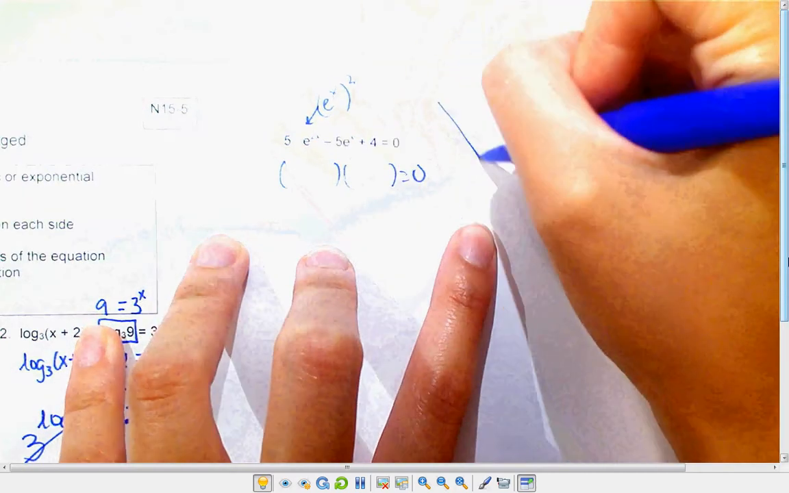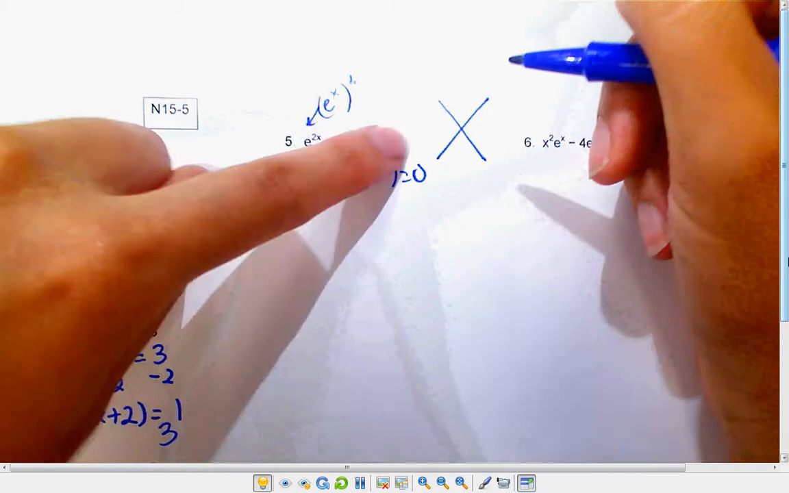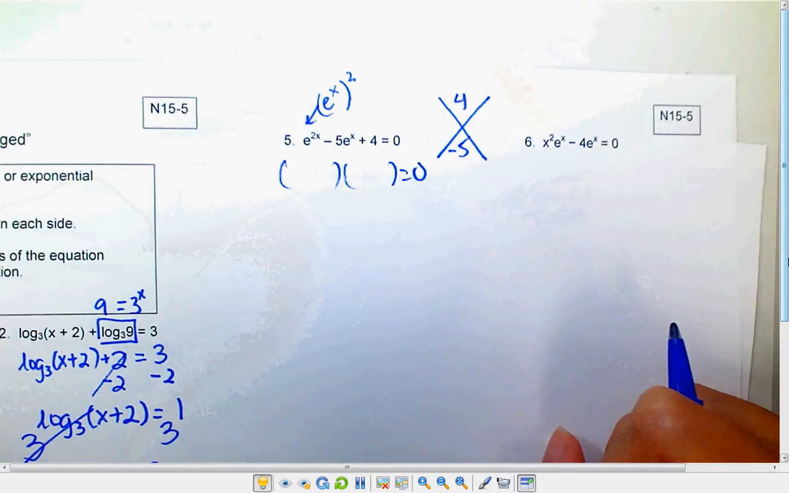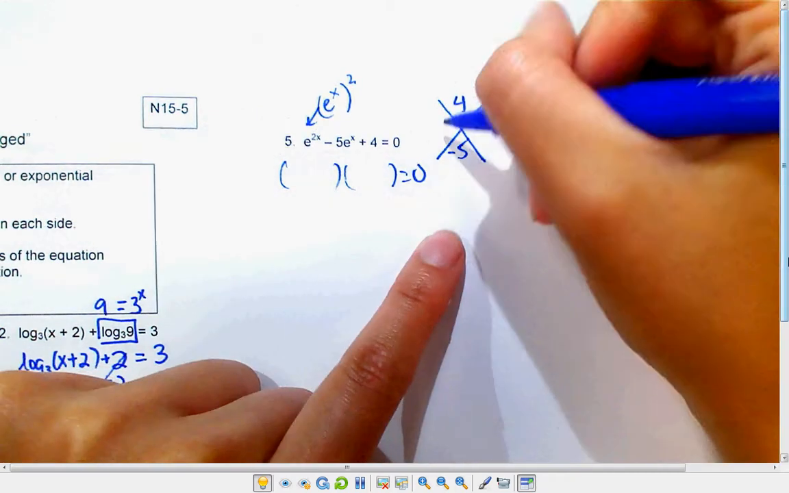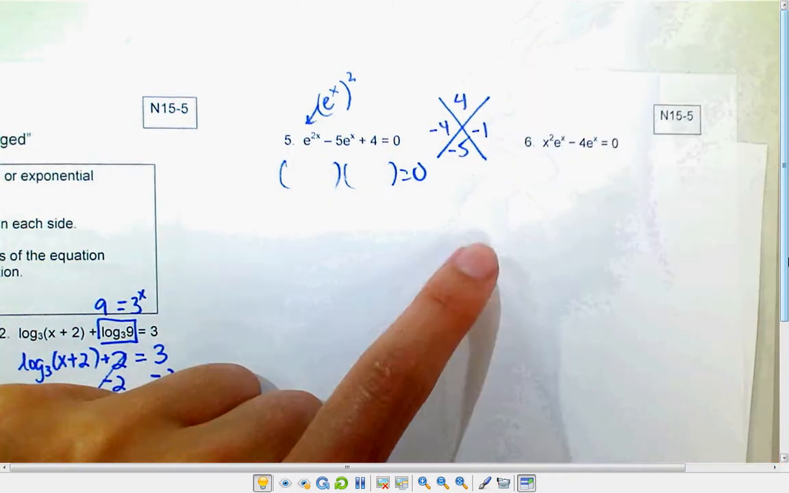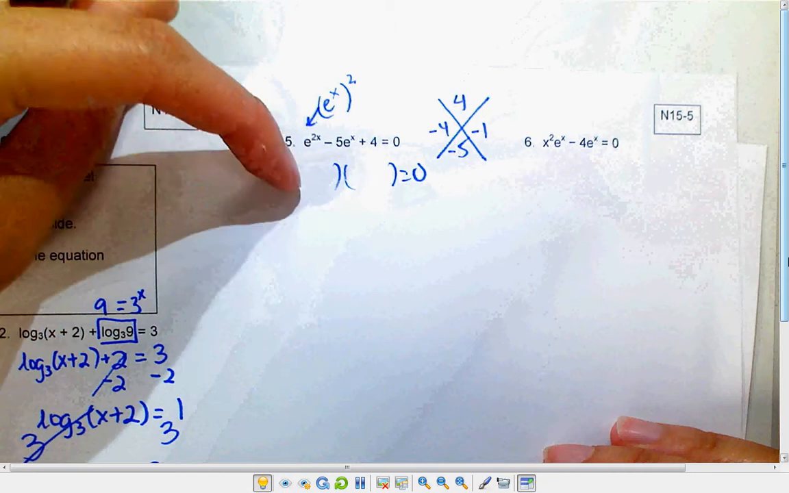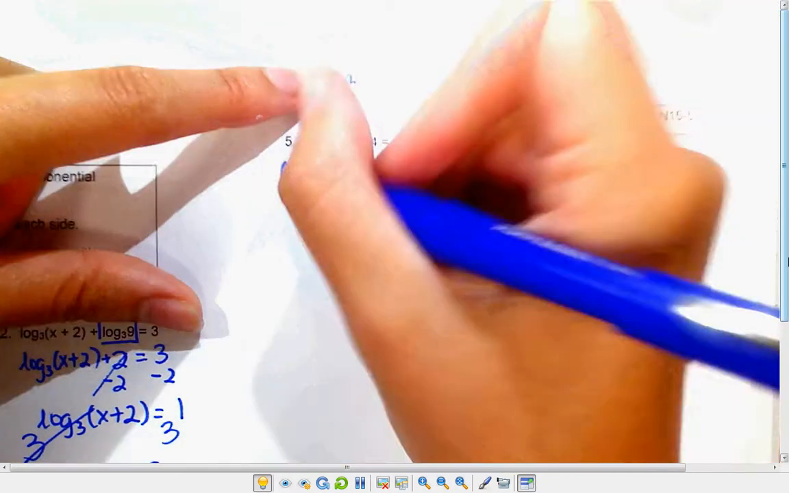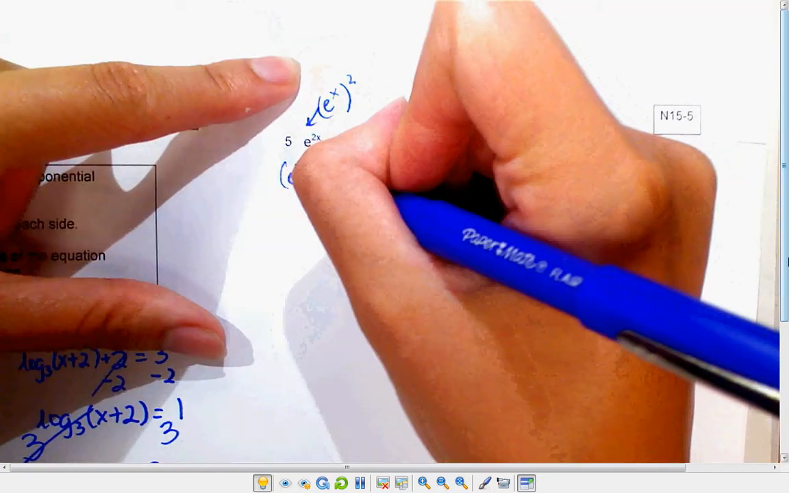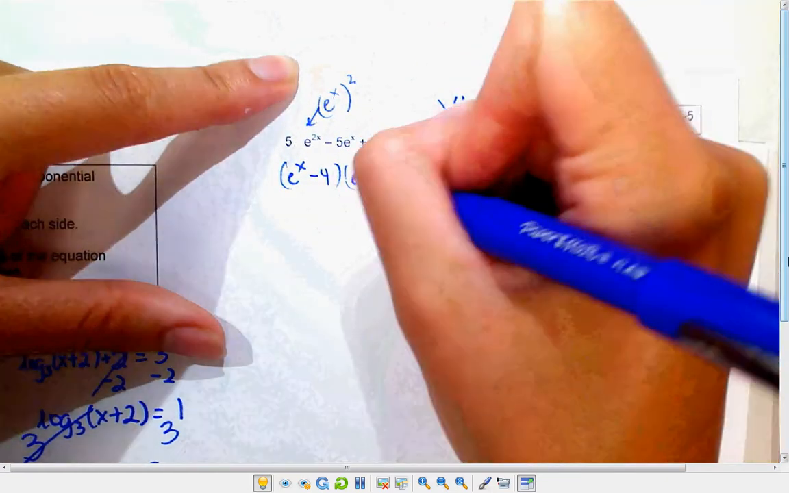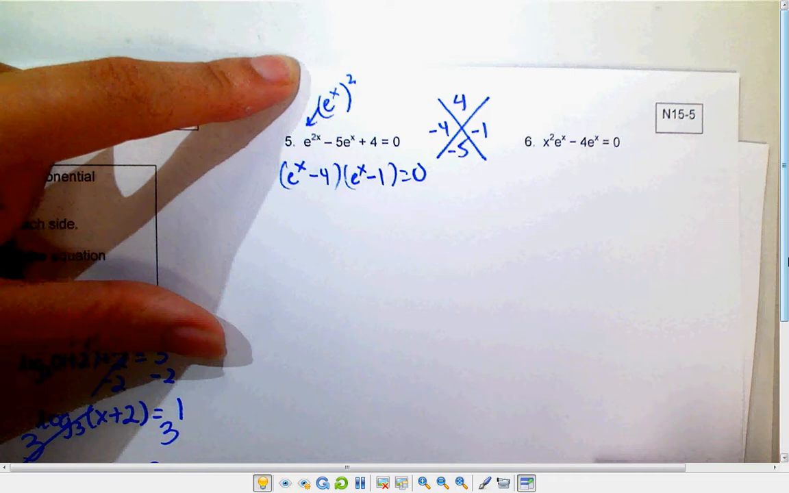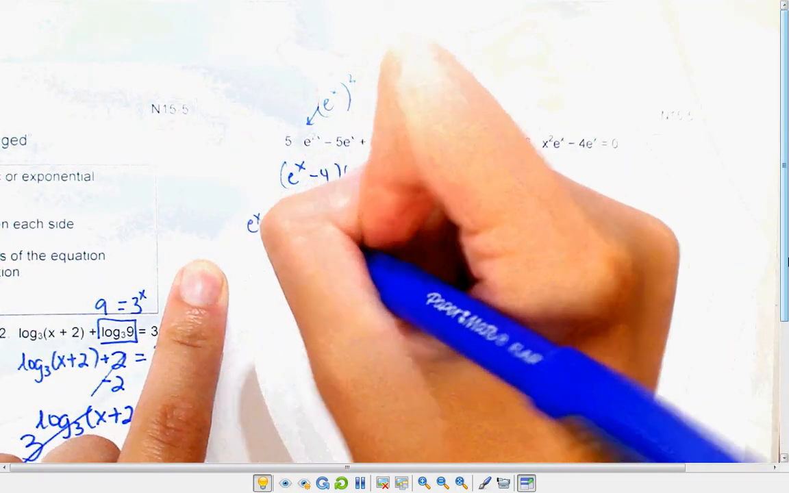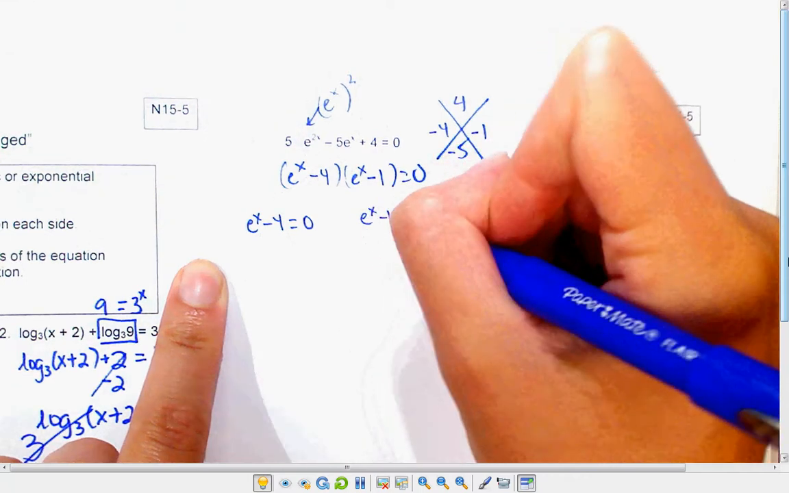So really what we're doing here is doing our x box. So a times c is 4, negative 5. We're just looking for what multiplies to give me 4, adds to give me negative 5. So negative 4, negative 1. And so instead of having an x, it's not going to be x minus 4, x minus 1. It's instead going to be e to the x. So this is going to say e to the x minus 4, e to the x minus 1. So just like before, if this is equal to 0, I'm going to set this equal to 0. So both of these set equal to 0, and we're going to solve.